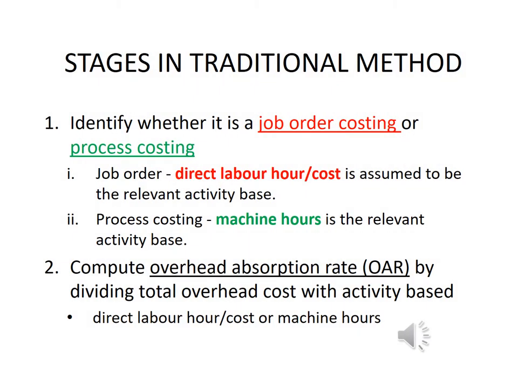Stages in traditional costing method. First, we need to identify whether it is job order costing or process costing. If it is a job order, then direct labor hour cost is assumed to be the relevant activity base. However, if it is process costing, then machine hours is the relevant activity base. After we identify the basis, we can compute the overhead absorption rate by dividing total overhead cost by the activity base.